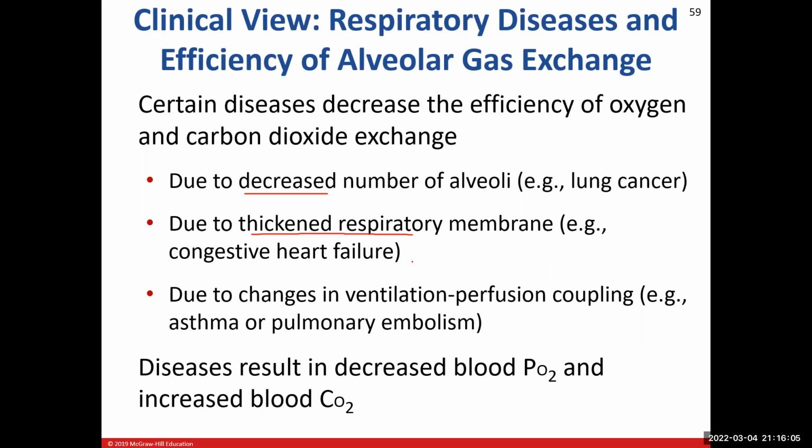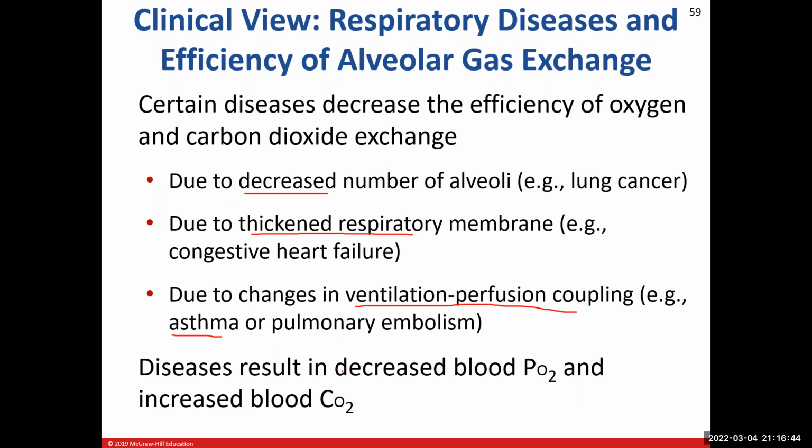Anything that can cause changes in the ventilation perfusion coupling, well, asthma. That's me. Asthma can cause the bronchoconstriction. Those smooth muscles will cause bronchoconstriction there, and that will increase the resistance, therefore making it much more difficult for airflow to occur, specifically exhalation. Pulmonary embolism, that's an occlusion. That will also decrease airflow there.